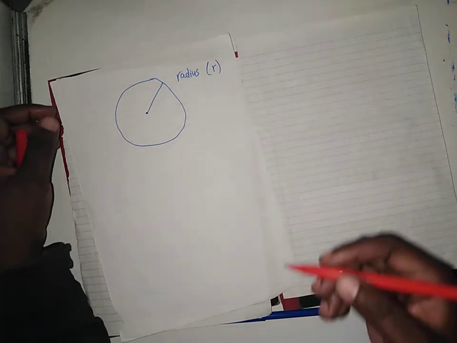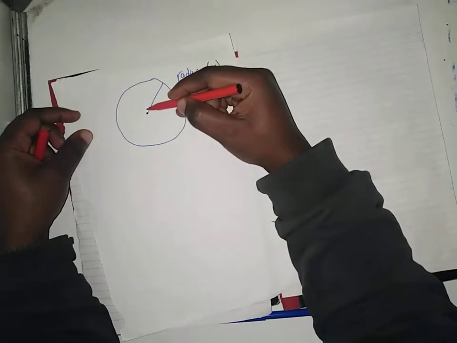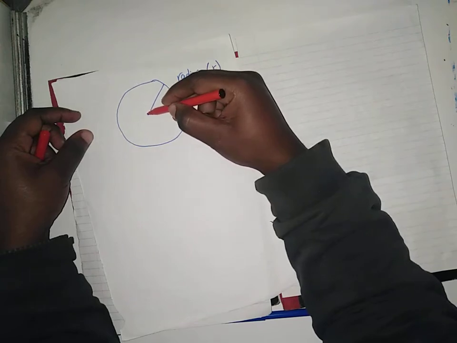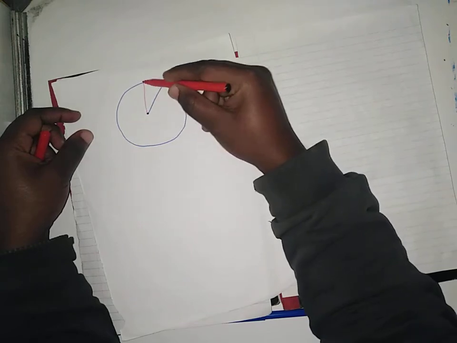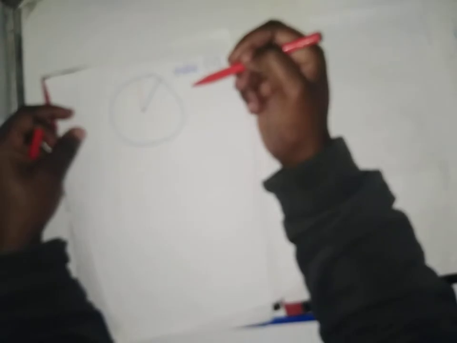Now, young people, it is very important to note that it does not matter where this line is. As long as this line moves from the center of a circle to the circle, it is still a radius. What do I mean by that? If you have another line from the center of the circle to the circle, can you see? It is another line. This line is also called a radius.